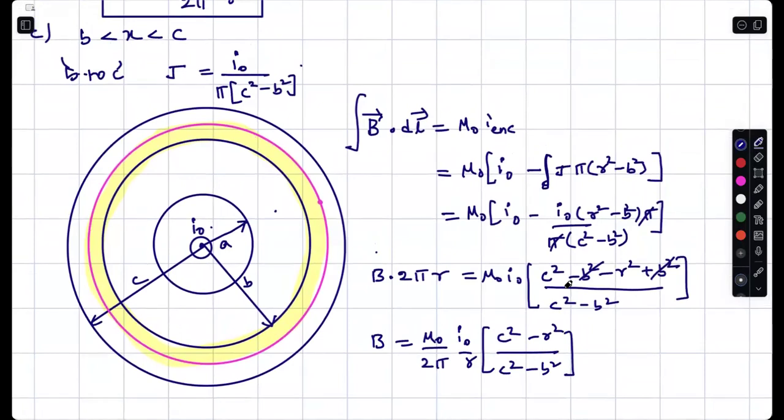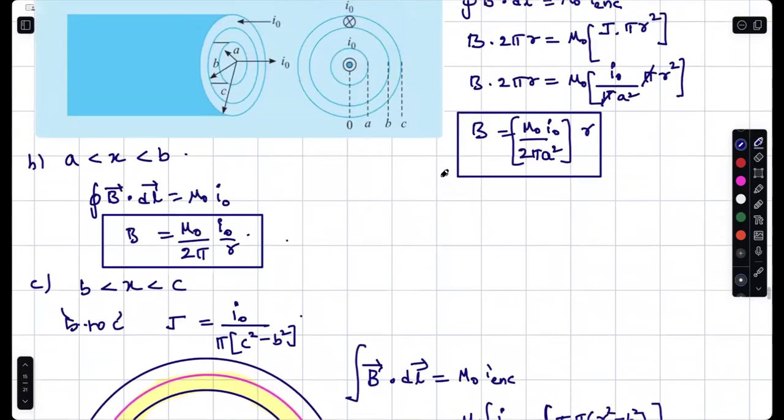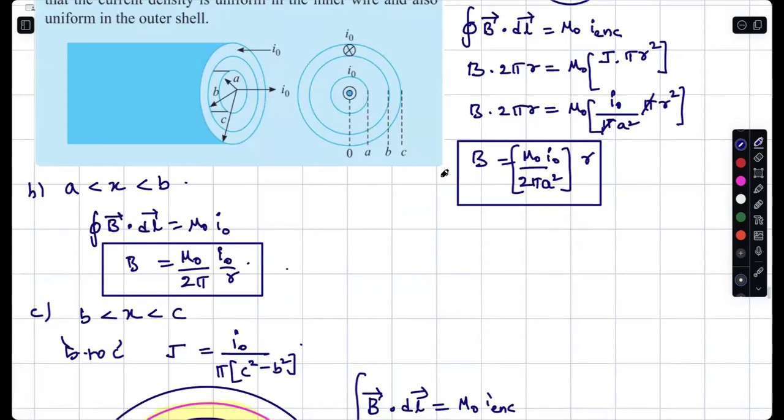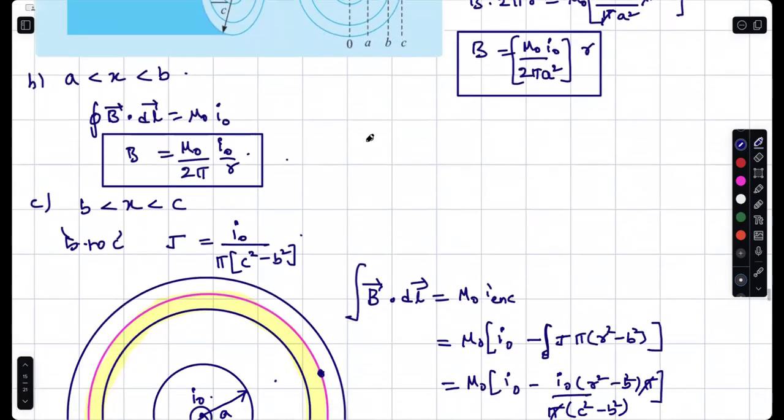After all, this is the field at a point here. Okay. Here, what else you want? X greater than C. What is the field outside this system? X greater than C. Why, Nidhi? Net current 0. Whatever the current that goes in, the same current is coming out. So therefore, for X greater than C, I net is 0, B is 0.